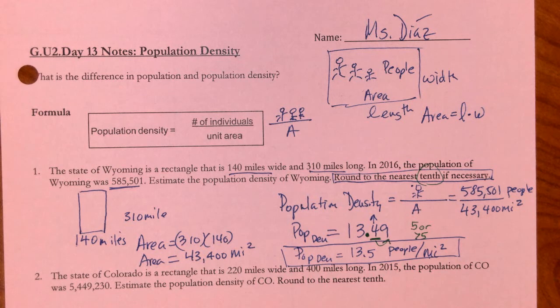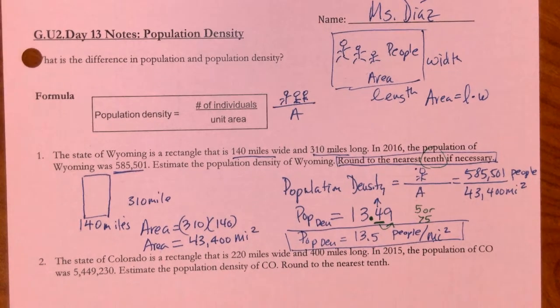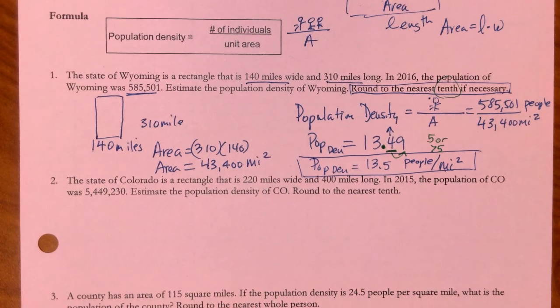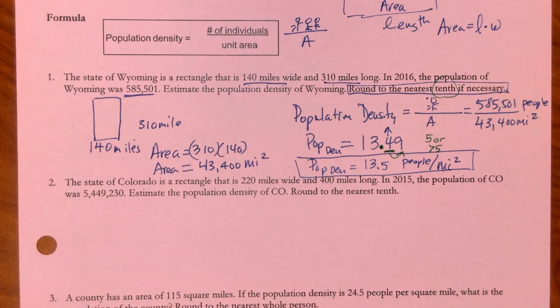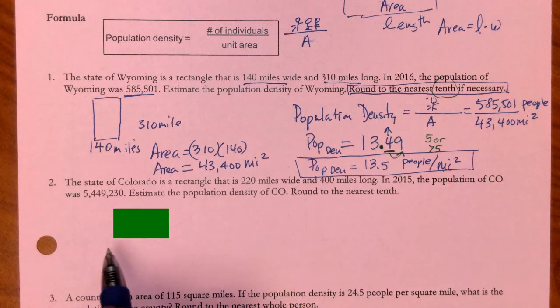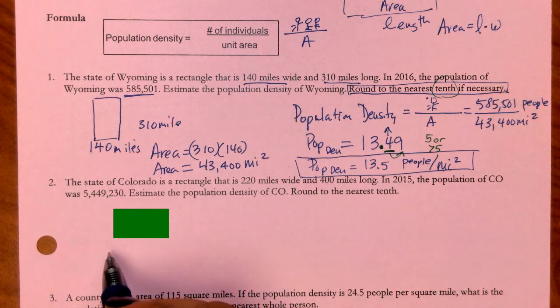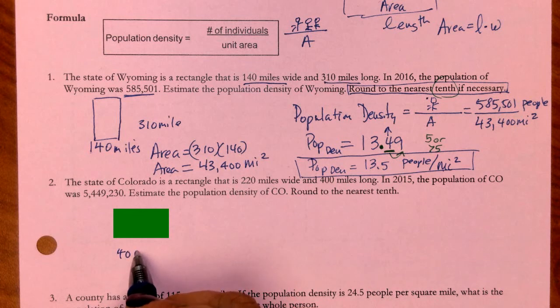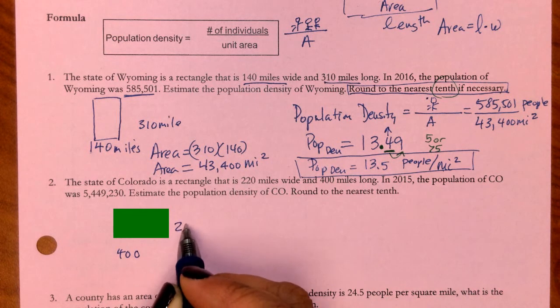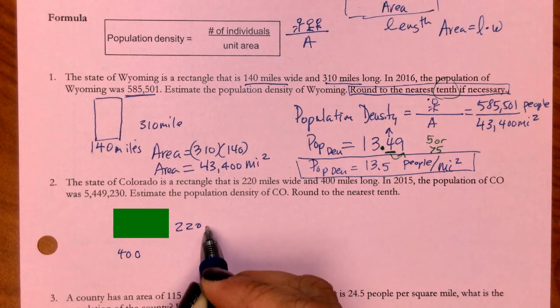Let's go ahead and work on number 2. You ready? So on number 2, it says the state of Colorado is a rectangle. So again, we have a rectangle. And this time I'll go ahead and use my little diagram here. Okay, and we'll just draw the rectangle. Mine's green. You can pick whatever color you like. Okay, and the rectangle is 220 miles wide by 400. So this time I'll make sure and write this down correctly. That's 400 miles long and 220 miles in this direction.